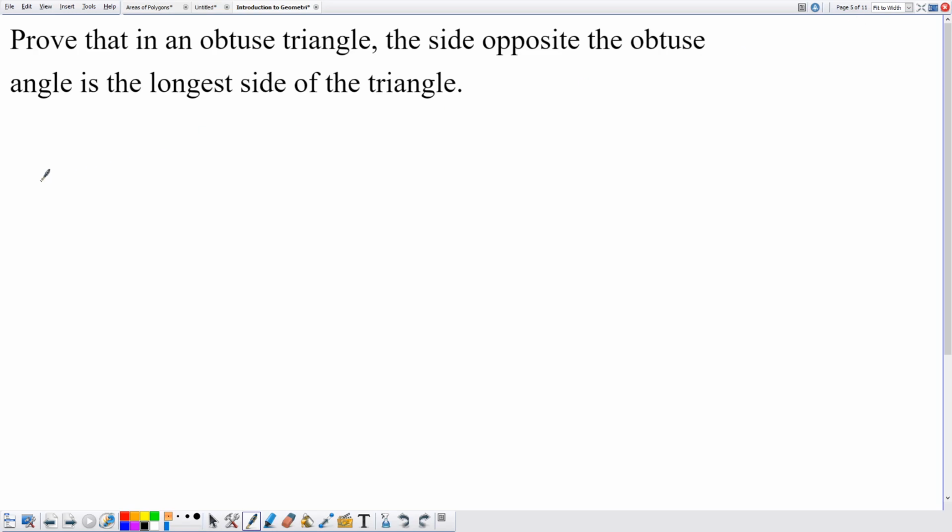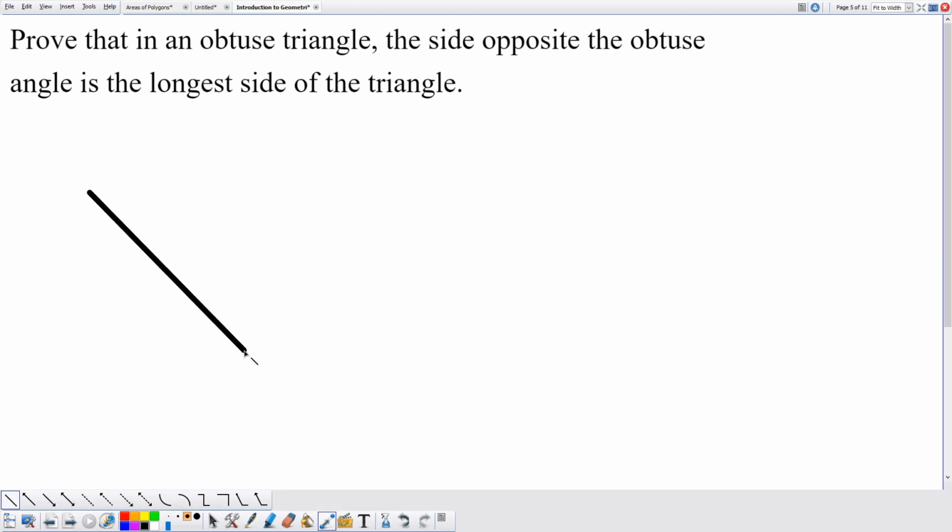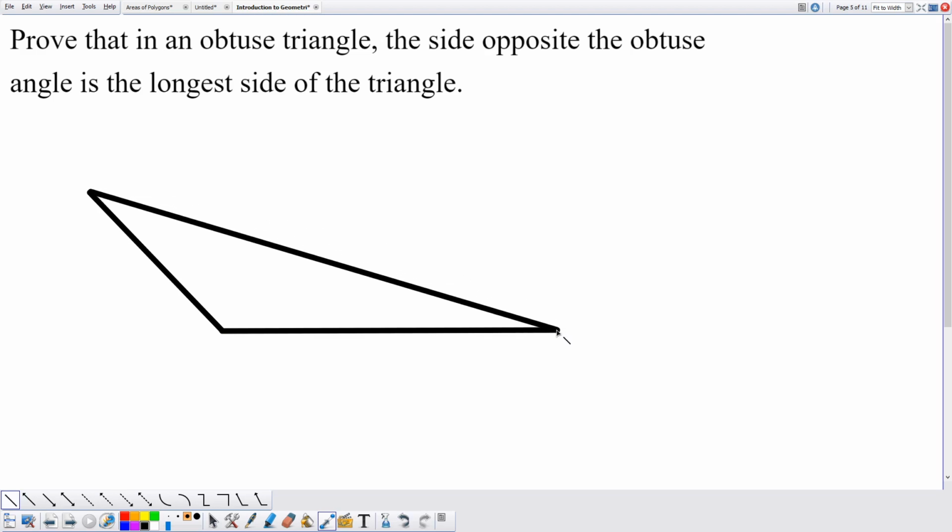Alright, so the next problem asks us to prove that in an obtuse triangle, the side opposite to the obtuse angle is the largest side of that triangle. So let's draw our obtuse triangle, meaning that we have to have some really big angle in there, greater than 90 degrees.